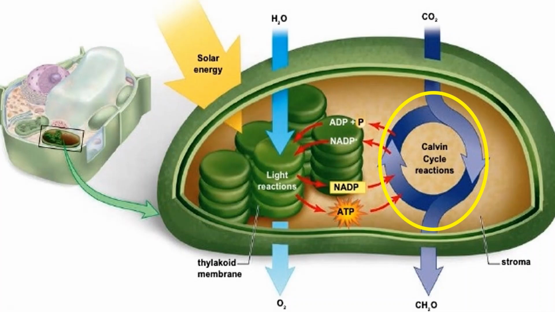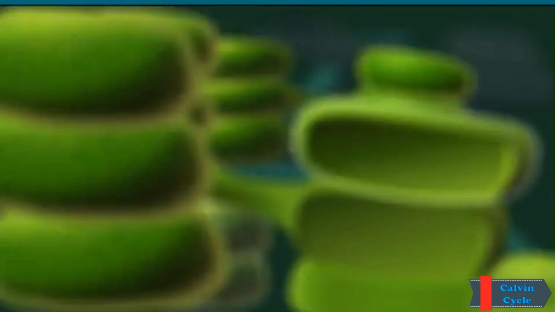The overall purpose of the Calvin cycle is to convert carbon dioxide from the atmosphere into carbohydrates or sugar, which the plant needs to power its cellular activities and build new plant structure. The Calvin cycle reactions occur within the stroma of the chloroplast. The reaction uses the ATP and NADPH produced by the light reaction to convert the carbon dioxide to carbohydrates. Let's zoom into the Calvin cycle to take a closer look.